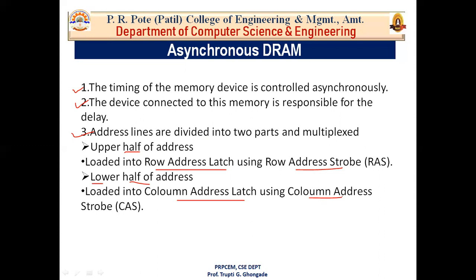As we know, memory cells are organized in the form of an array. Array means a collection of rows and columns. So the upper half deals with the rows and the lower half deals with the columns. In a single address, two parts are taken, upper part and lower part. Upper half denotes a row and lower half denotes a column.